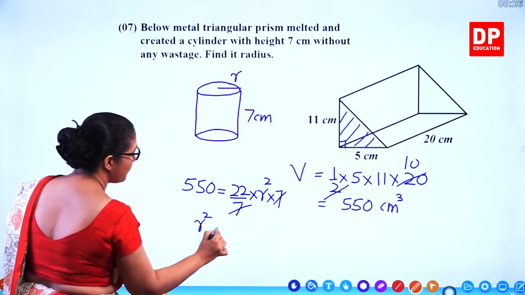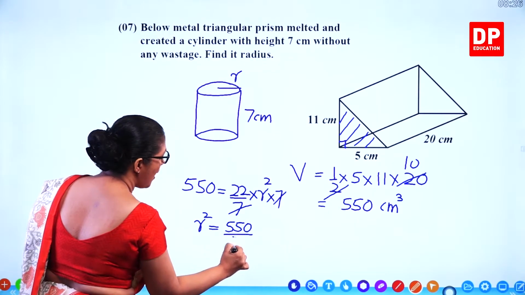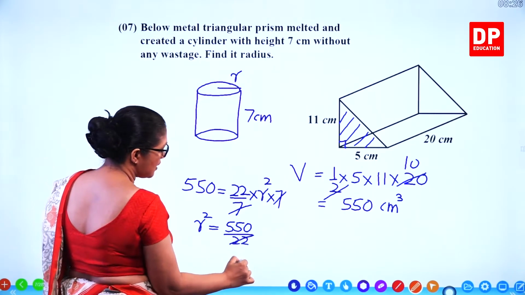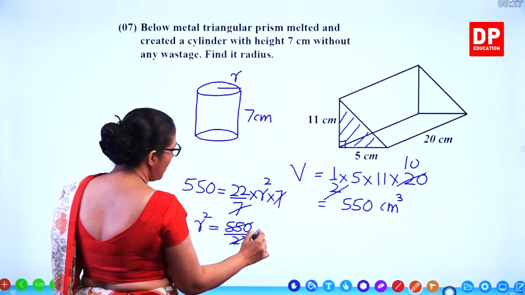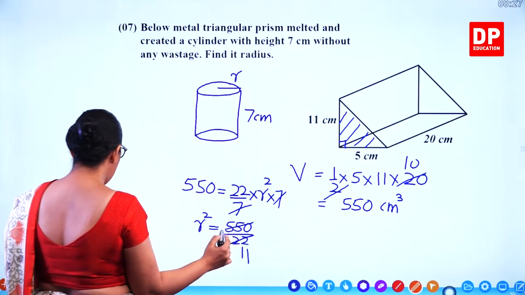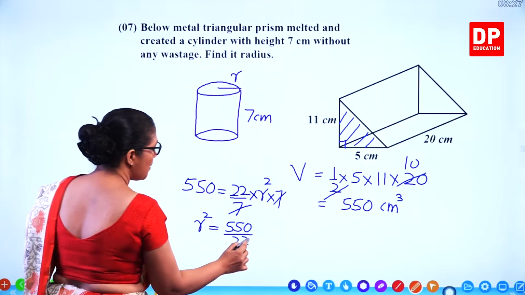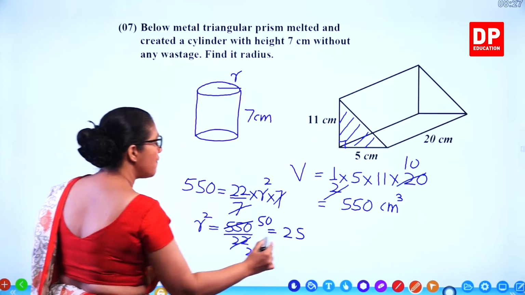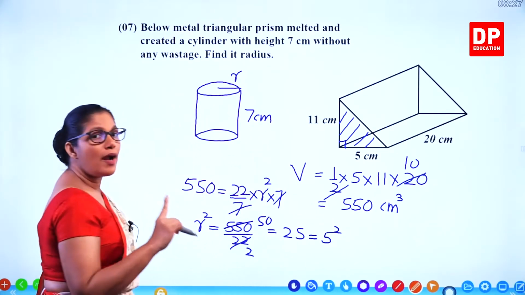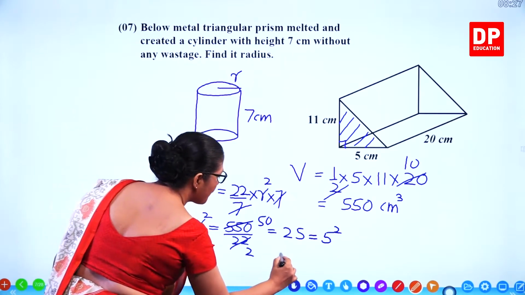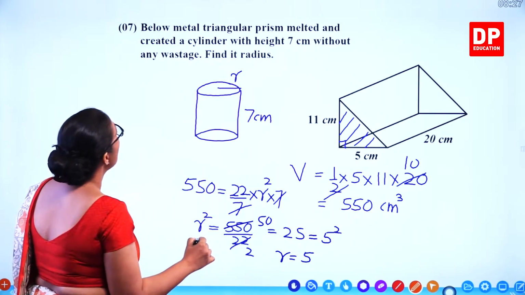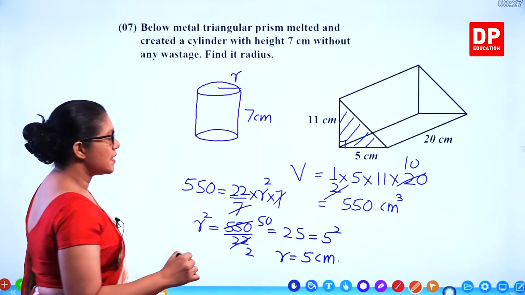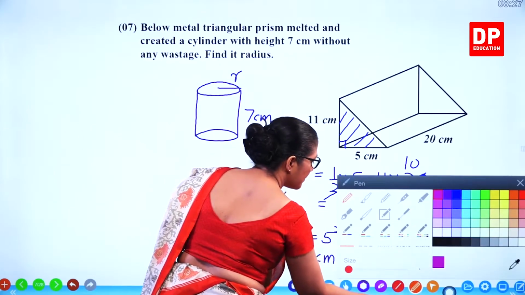So what is R squared? 550 divided by 22. Divide by 2 first, 11, or you can divide by 11 straight away. Divide by 11, 2 and 50, so 25. So 25 is 5 squared. R squared is 5 squared means what is the R value? R is 5. So that's in centimeters. So the radius of the cylinder is 5 centimeters. So you get 2 marks for that.